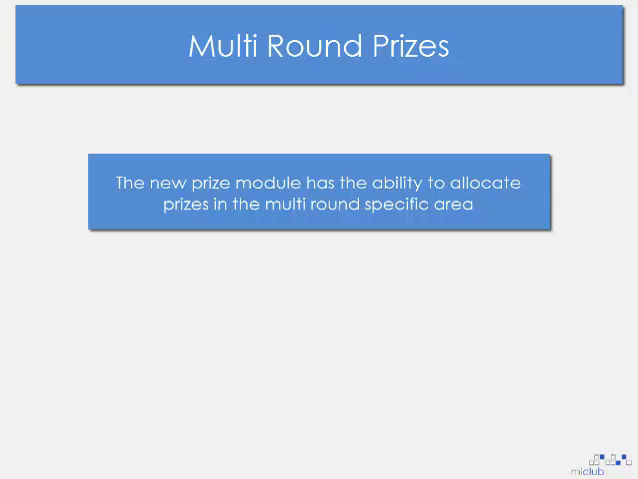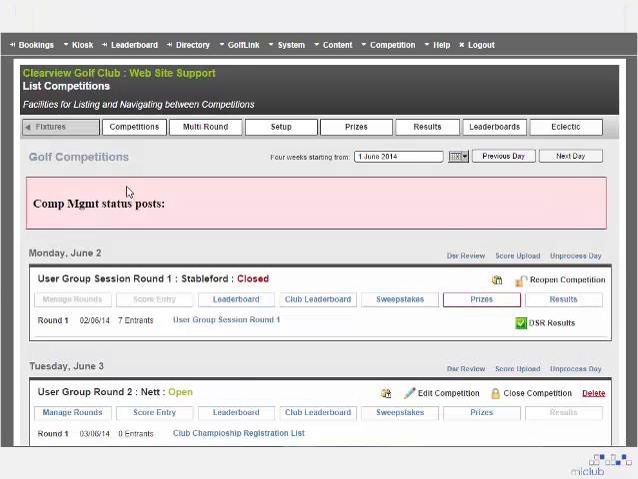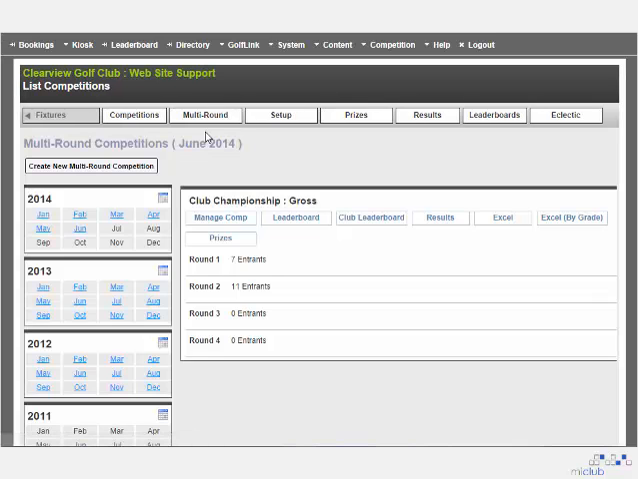The new prize module has the ability to allocate prizes in the multi-round specific area. The allocation methods available are exactly the same as the daily competitions. The multi-round prize allocations can be found by navigating from the competition list page and clicking on the multi-round button.